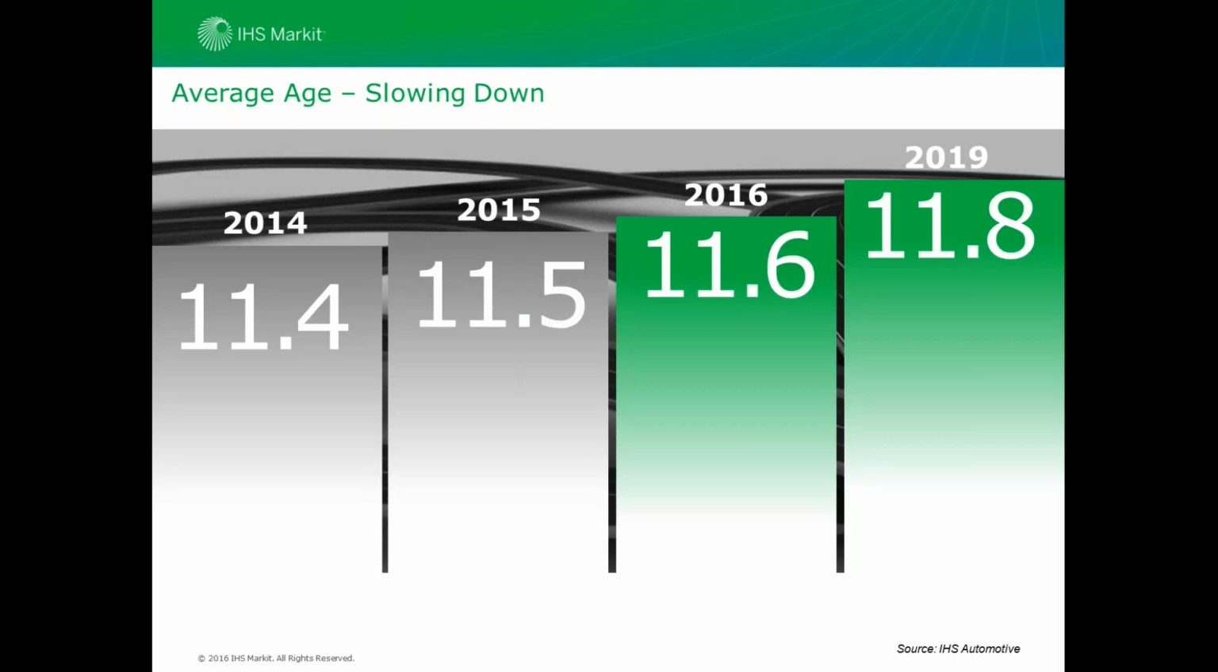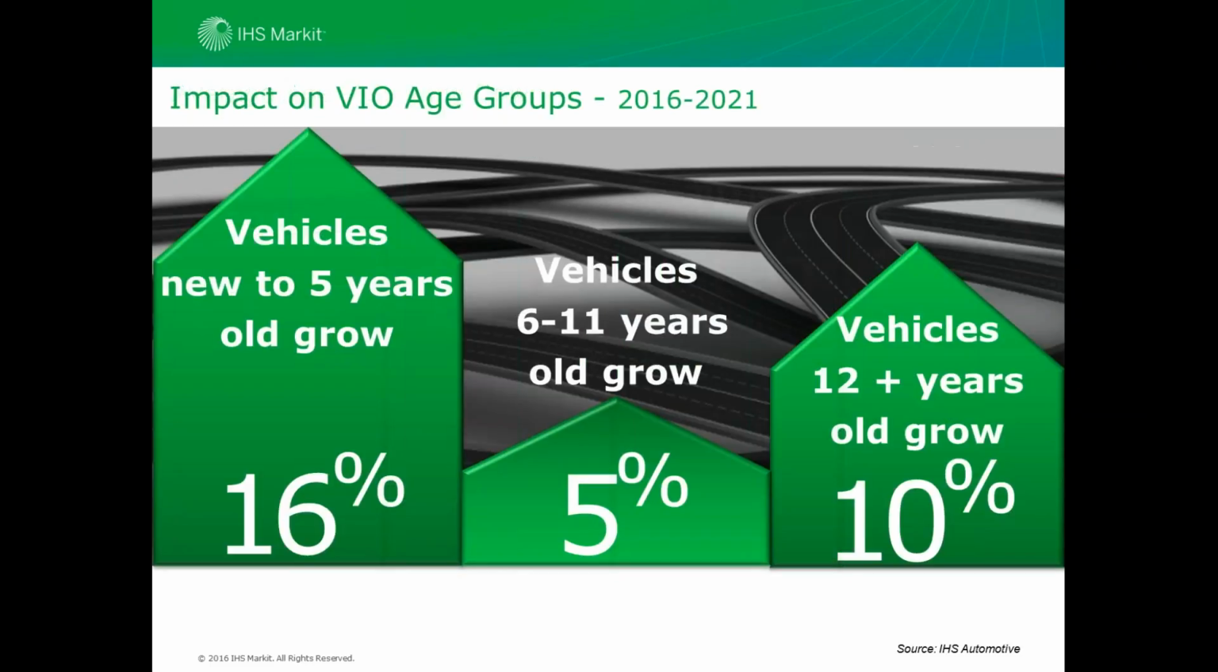But more important than these actual numbers, I think, again, is the impact that it's having to the vehicles on the road. And let's take a look in the different age groupings. When you look between now and 2021, we see vehicles new to 5 years old growing by about 16%. Now that's pretty intuitive. We talked about light vehicle sales being at real high levels. That group of vehicles is going to grow. When you look at vehicles 6 to 11 years old, they are going to grow, but only by about 5%. Now it's better than what we looked at about a year ago or so. Those were actually declining by almost 11%.